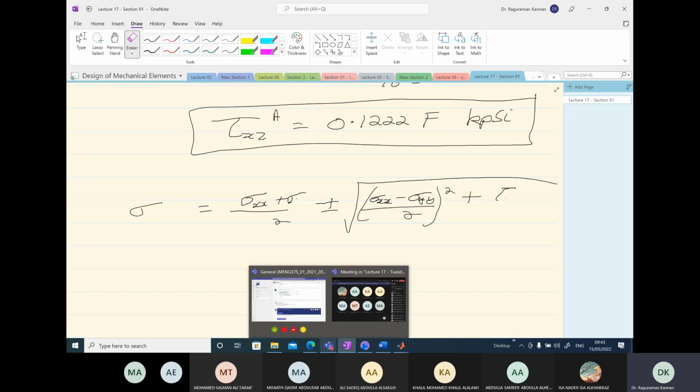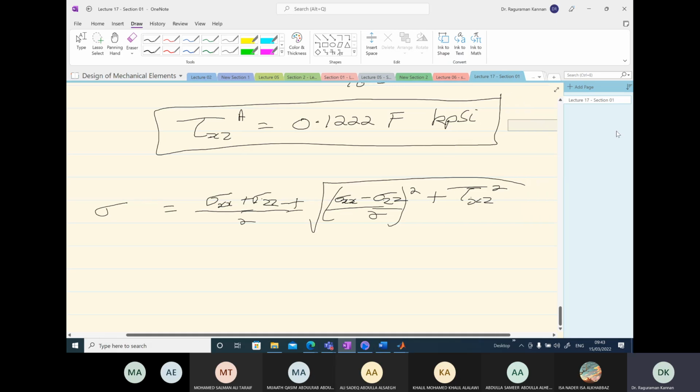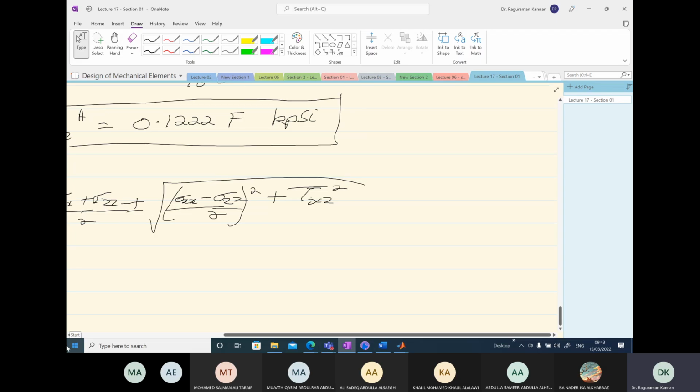Since we are working on xz, instead of yy we have to write zz, because these are the two components we are working on. So be careful about representing it correctly. This is the formula we are going to use. I do not know whether it is sigma 1, 2 or 3. We have to remember that one of the principal stress values is also 0. Why is that the case? If you write the stress tensor in 3D, you will realize that one of the values is 0.